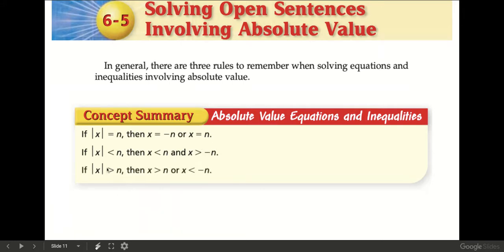Or if it's an absolute value greater than n, then I would do the two cases. One where I write it just like normal with a positive case, x is greater than n. And then I would also do the negative case where x would be less than negative n. Remember, when you do the negative case, you have to flip the inequality symbol. So that is how you're going to approach these problems.